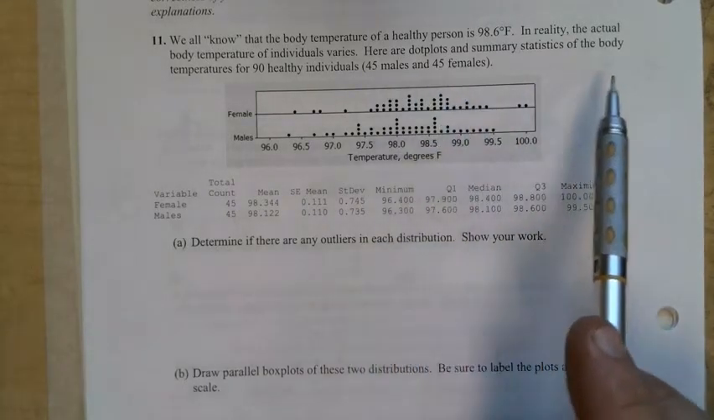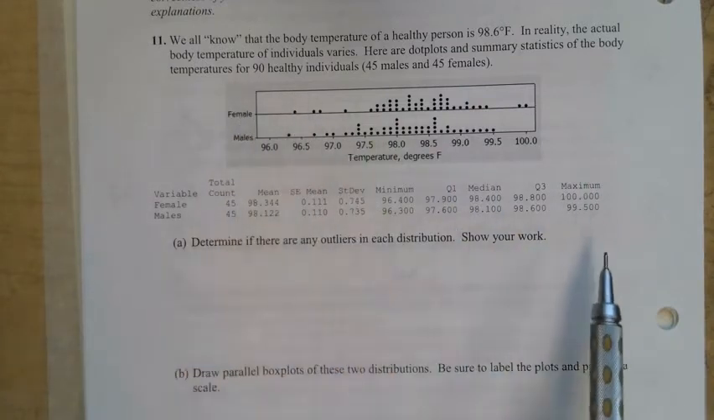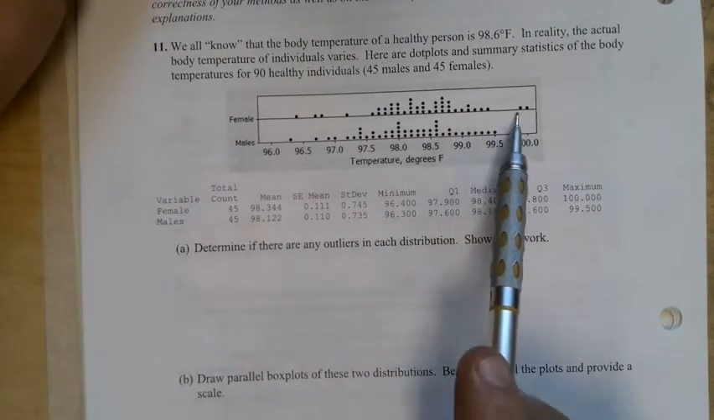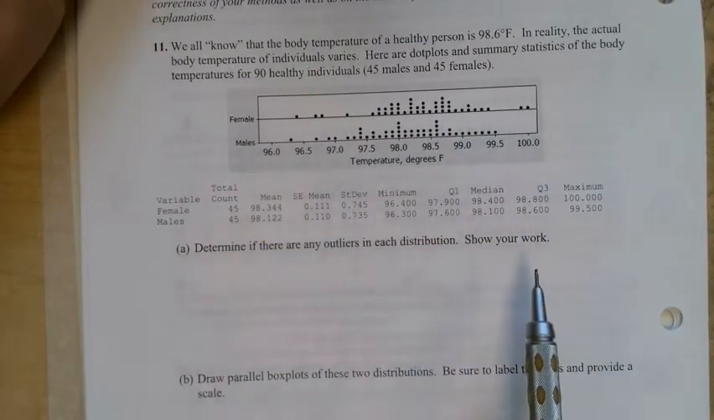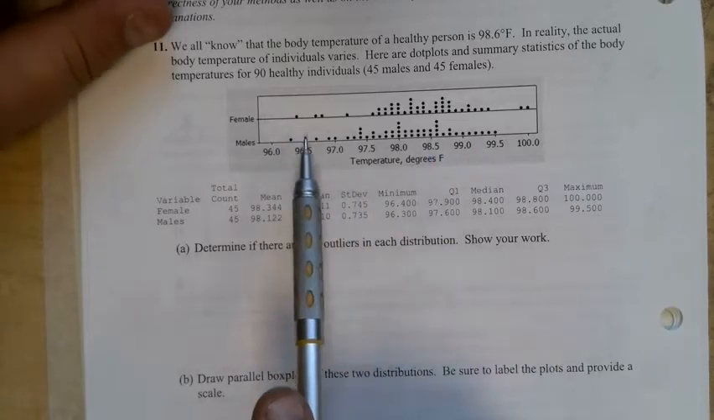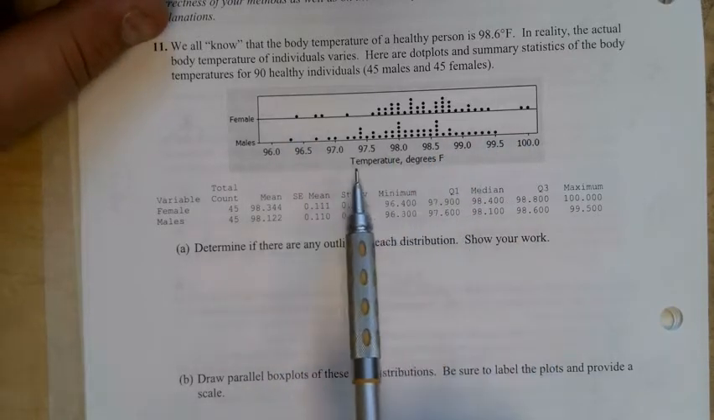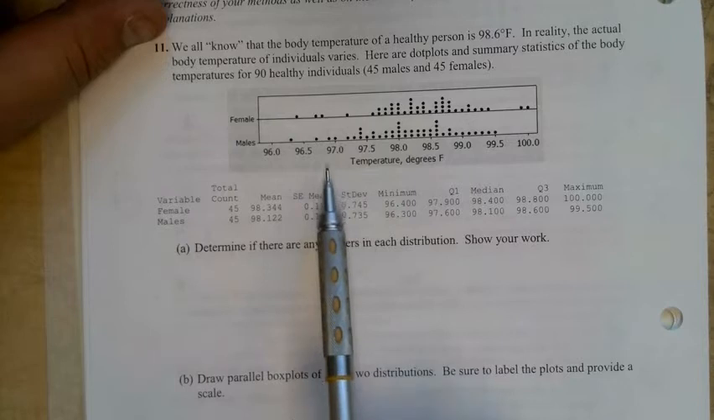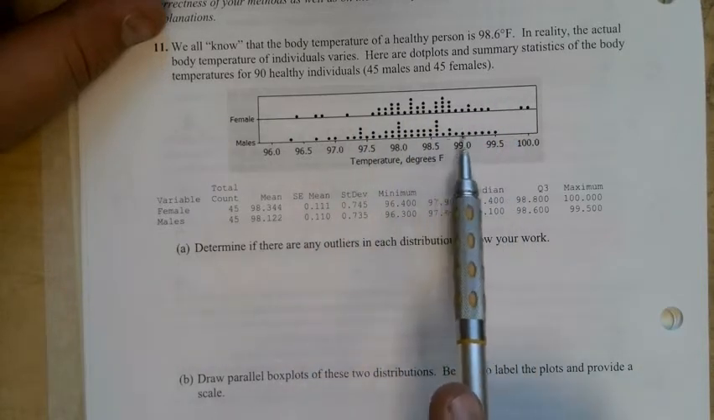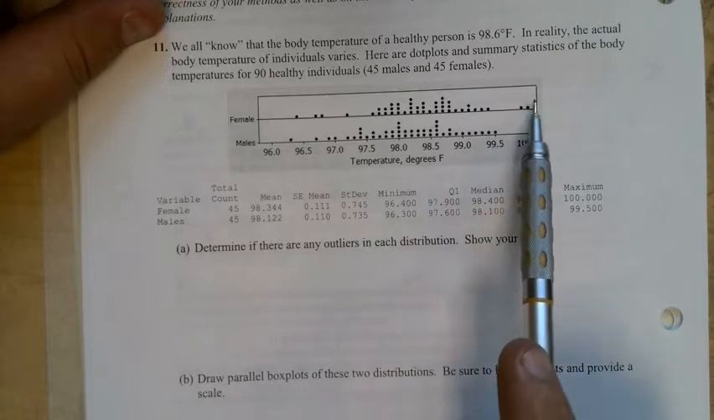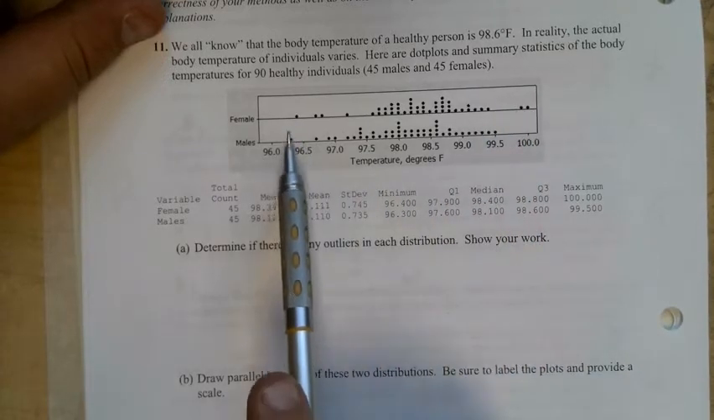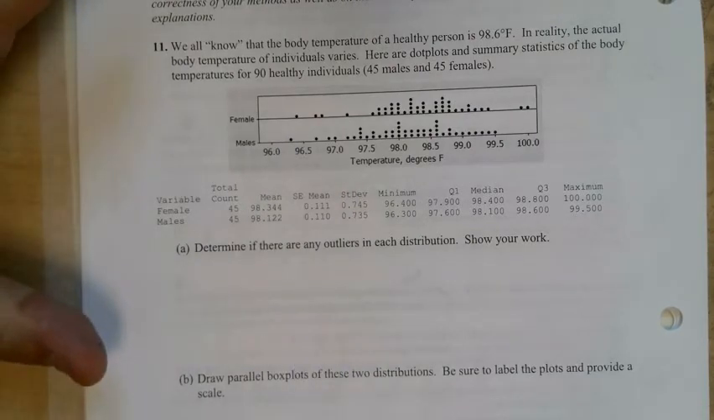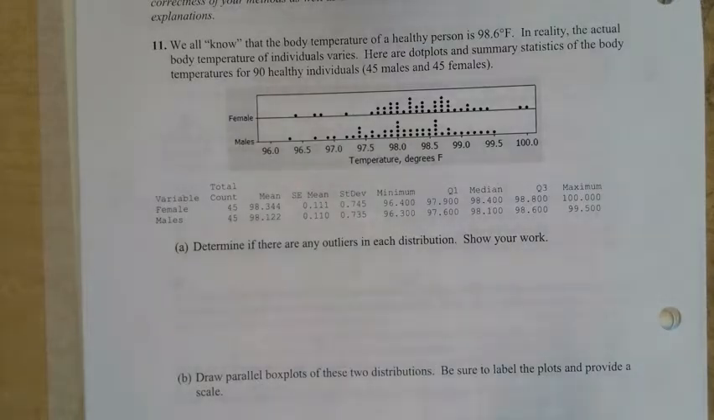Here are dot plots and summary statistics of the body temperatures for 90 healthy individuals, females and males. Wow, look at this. That's kind of nice. If I'm looking at this immediately, I notice the shapes are kind of symmetric on each one. This seems to have a higher center than this one. Outliers: these maybe are outliers, and maybe something low. I don't know. Determine if there are any outliers in each distribution. Oh, speaking of, show your work. Show your work.